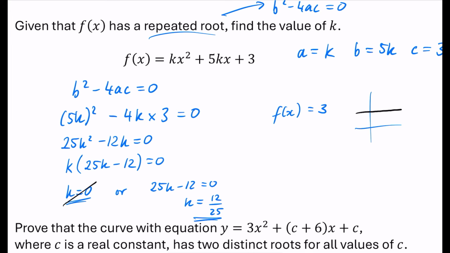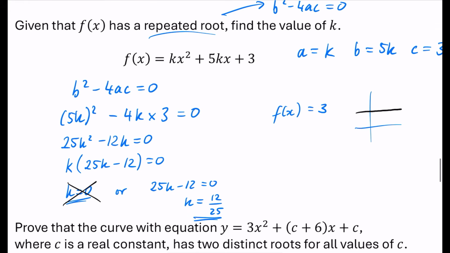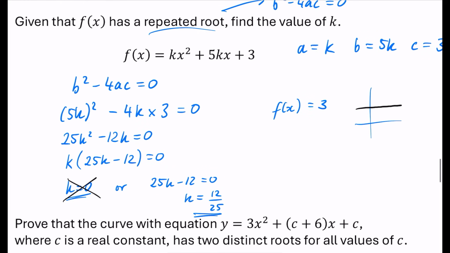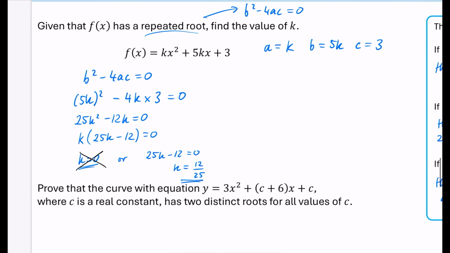So I'm going to reject that k is equal to 0, and I'm only going to accept that k is equal to 12 over 25, because if k is equal to 0, we get this strange situation over here where it's no longer a quadratic, and it also does not have a root.